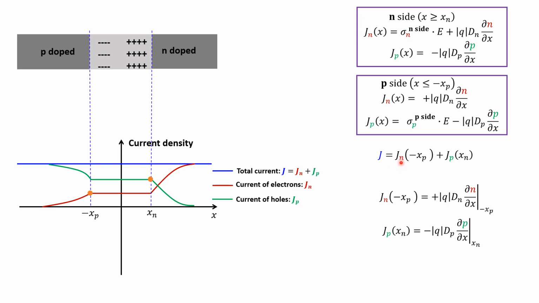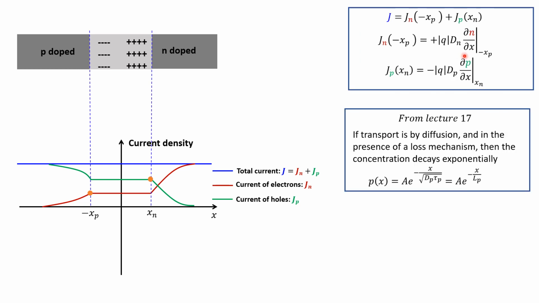Since this contribution is given by this current evaluated at this point, mathematically this is the expression that we need to evaluate to get this contribution. And also for the current of holes, this is the expression we need to evaluate to get this contribution. Now, to evaluate these derivatives, we need to know how N and P depend on space.